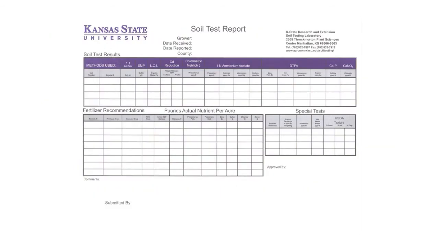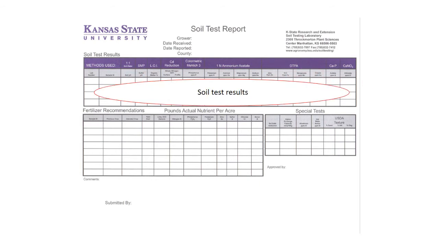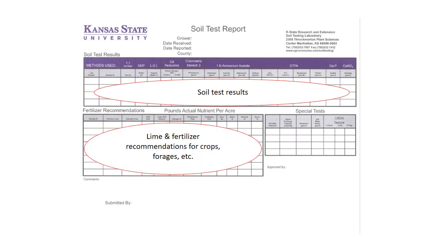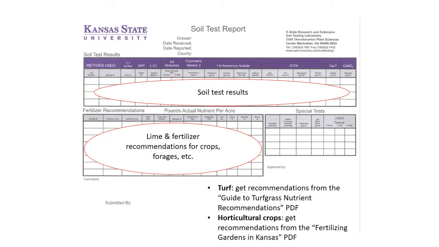And when you get results back, it's going to look something like this. You'd have your lab sample number and sample ID, and then you'd have your soil pH, buffer pH, and so on. So this section is all the soil test results. And then below that is all the recommendations for lime and fertilizer for what you filled out on the form for your planned crops or forages or what have you.